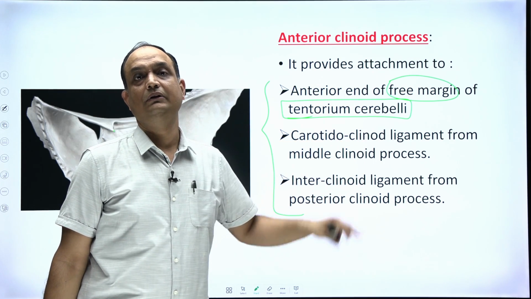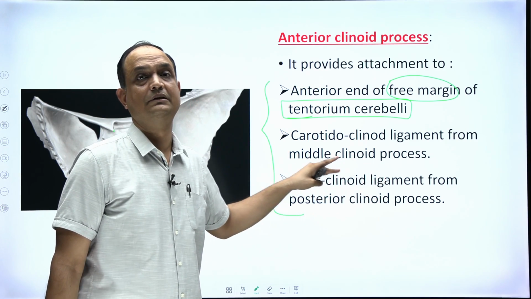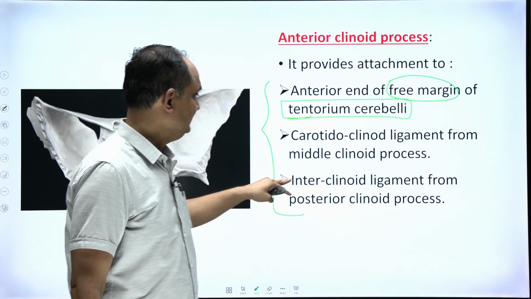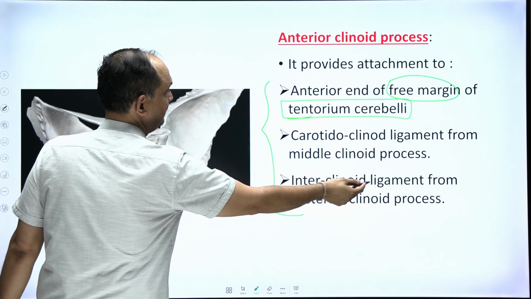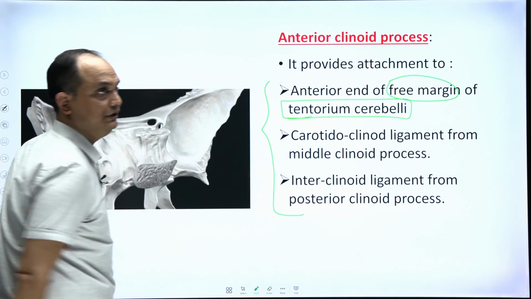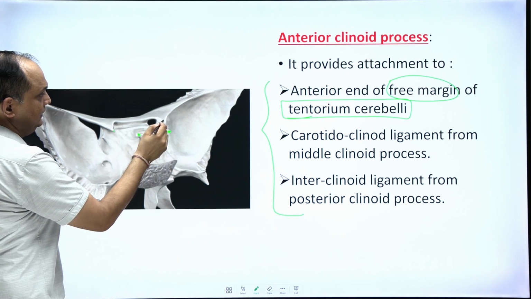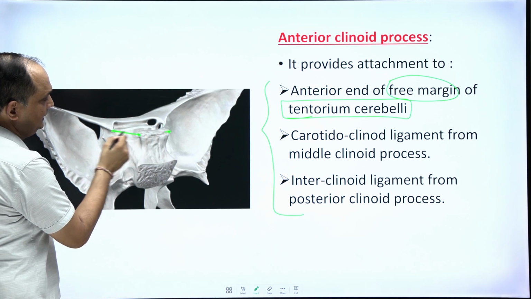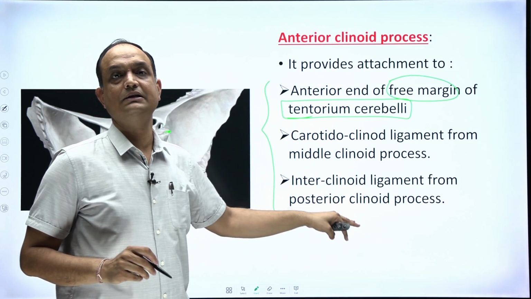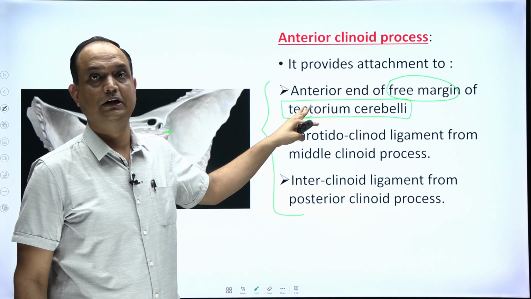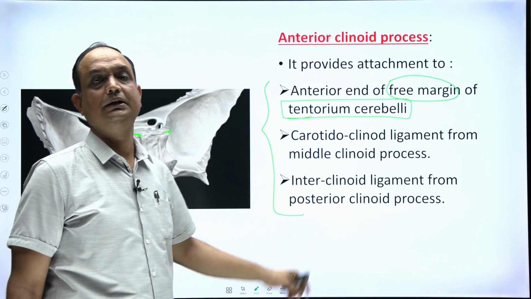Apart from that, here you will have the carotidoclinoid ligament, which we have already discussed in my previous session on the sphenoid bone. Then there is an interclinoid ligament. What do you mean by interclinoid ligament? It is connected from the posterior clinoid process. This is the posterior clinoid process, this is the anterior clinoid process, and between them you will have the interclinoid ligament. Clear? So there are three attachments: first, the anterior end of the free margin of the tentorium cerebelli; second, the carotidoclinoid ligament; and third, the interclinoid ligament.